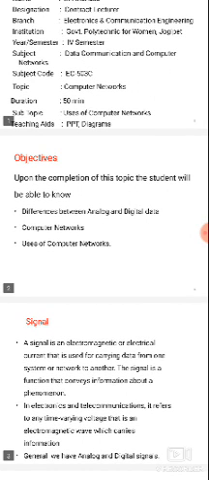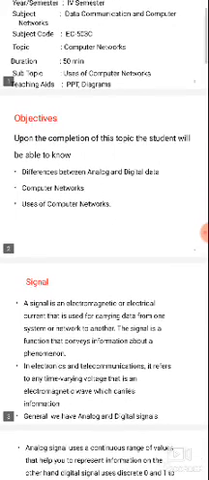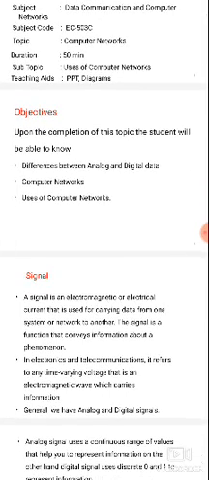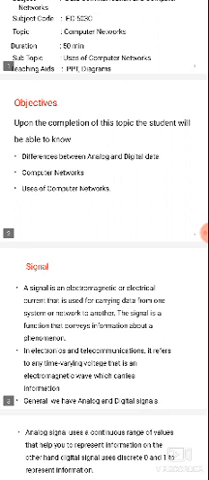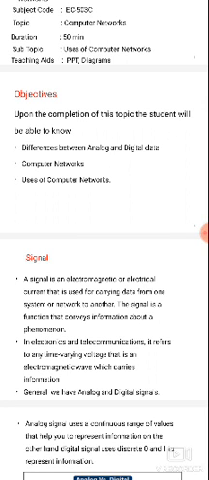Data communication has three modes. In the last class we discussed simplex, half duplex and full duplex. Simplex is unidirectional data transmission. Half duplex is sender to receiver, and then again receiver to sender. Full duplex is data transmission in both directions simultaneously.